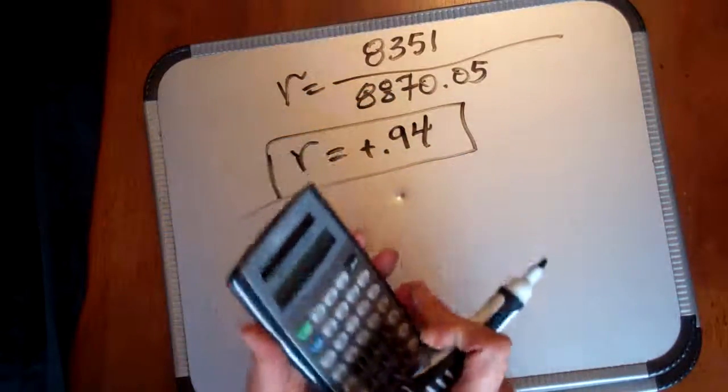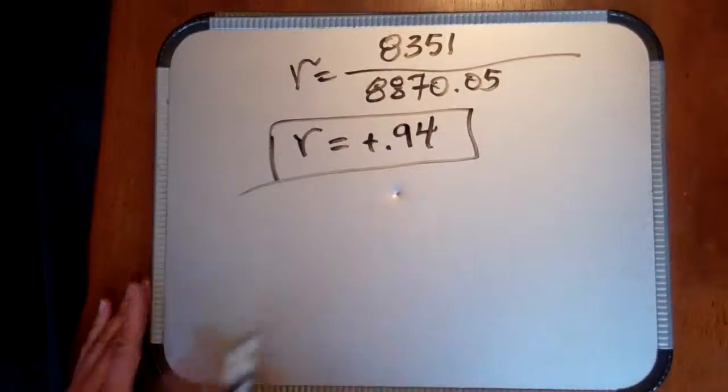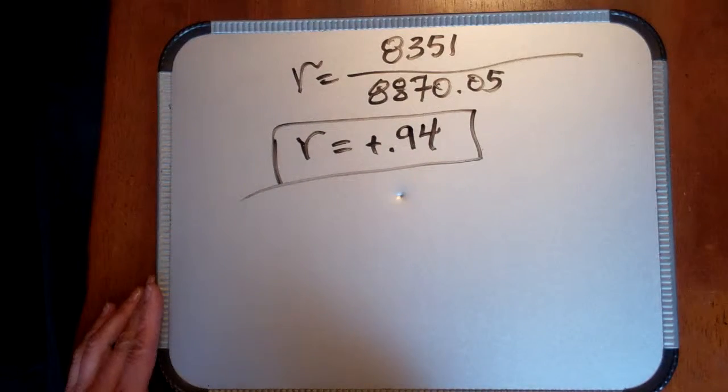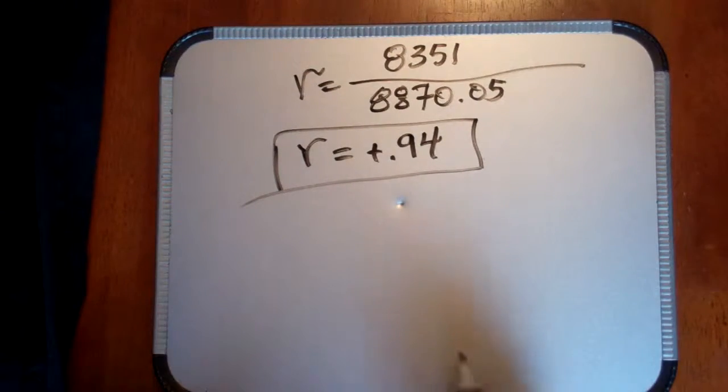All of these numbers are given in your book. I hope you're able to follow that calculation. Now you're at the point of determining the significance of this result.